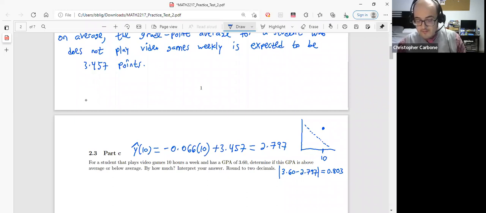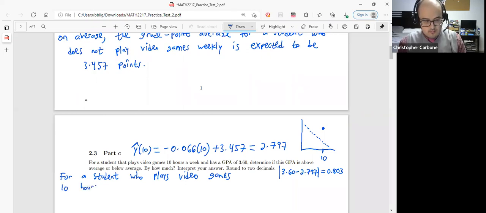So to interpret this whole thing, for a student who plays video games 10 hours a week with a GPA of 3.60 is above average, as we said, by 0.803 points.